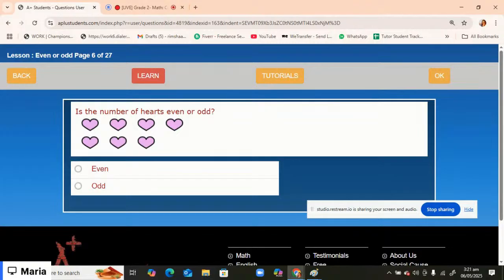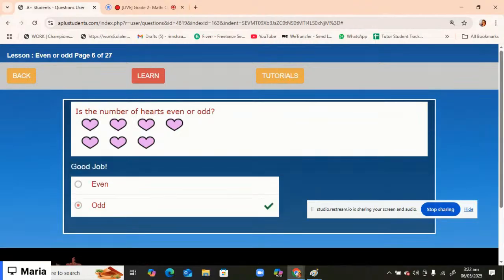Is the number of hearts even or odd? Check it out. Is there any heart left? First we see the pairs. First two are in form of pairs. Yes. Then let's see the next two. This is also in the form of pairs. Then the next two also in form of pairs. But there is one single left. Is there any pair here? No, it's not in form of pair. So we can say that when one is left, so that is odd. Okay.